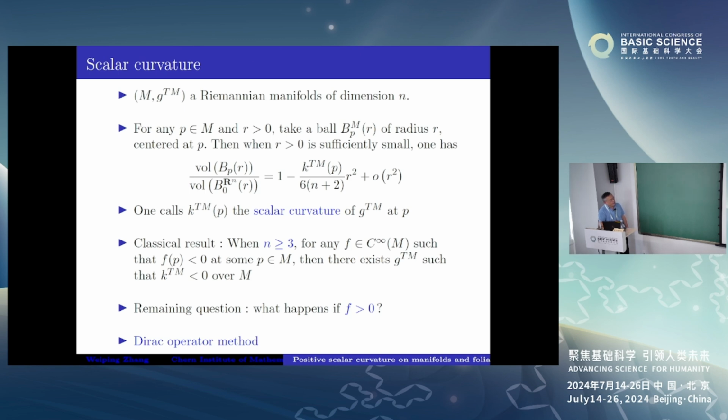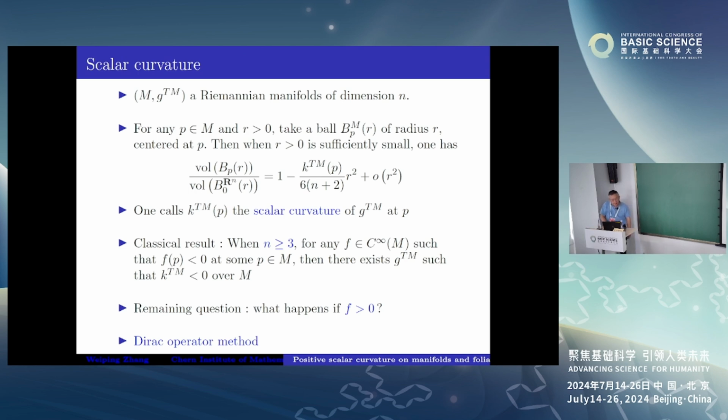For example, if you take the flat Euclidean space, then this ratio will be identically 1. So we get k equal to 0. On flat spaces, the scalar curvature is equal to 0. This number is called the scalar curvature at the point P, and on the whole manifold it is the scalar curvature function.